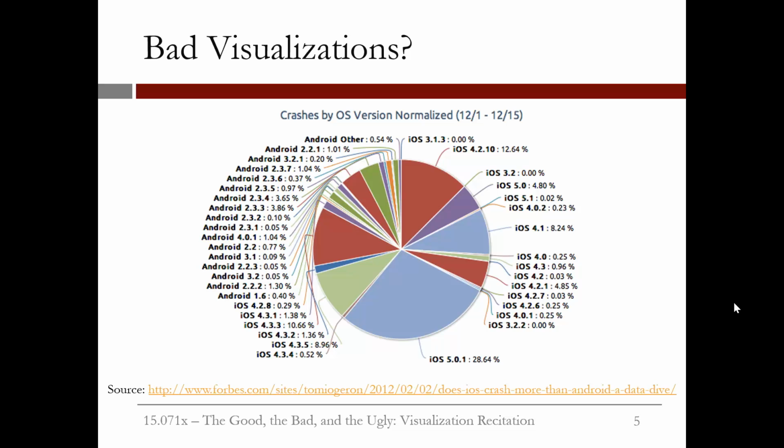Putting aside for a moment that there are far too many labels, check out the ordering of the labels corresponding to iOS. Two sensible ways of ordering the iOS data might be by decreasing percentage or by version number. Instead, we start at the top with iOS 3.13 with 0%, and then jump to iOS 4.2.10 with 12.64%, before going back down to iOS 3.2 with 0.00% again.